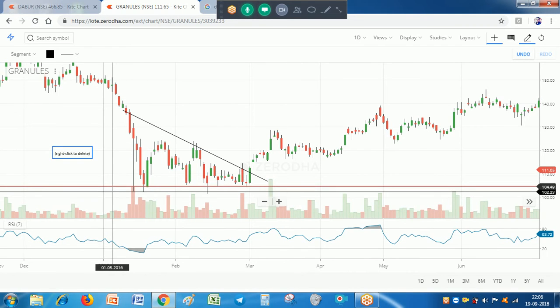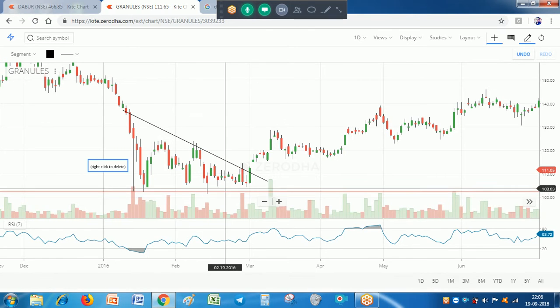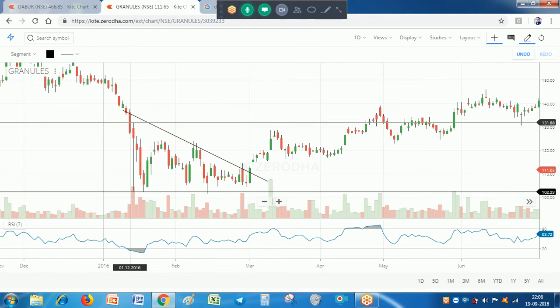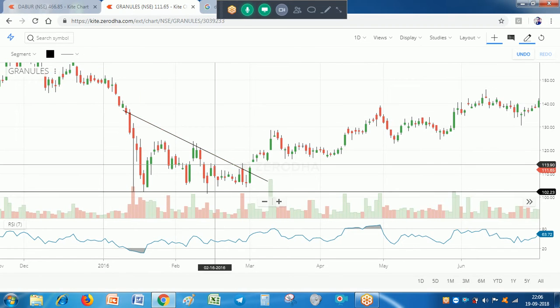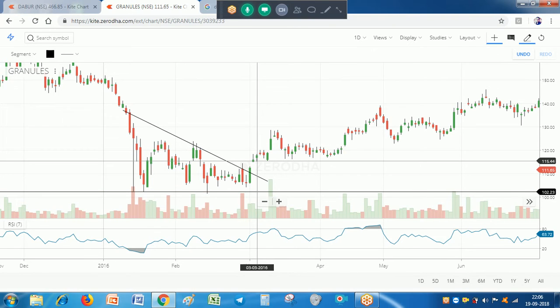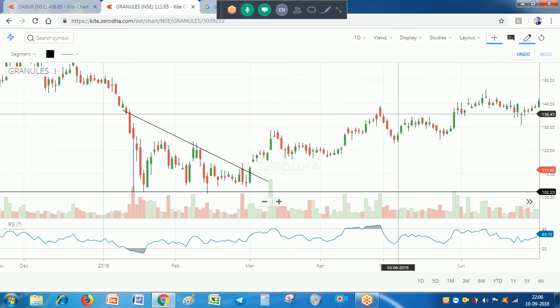Okay friends, so you could see this level. It has formed a triple bottom also, and there is a descending triangle also, because here the highs are getting lower and lows are almost equal. And see, here is the breakout level. At this level it has given a breakout and given a movement upside.